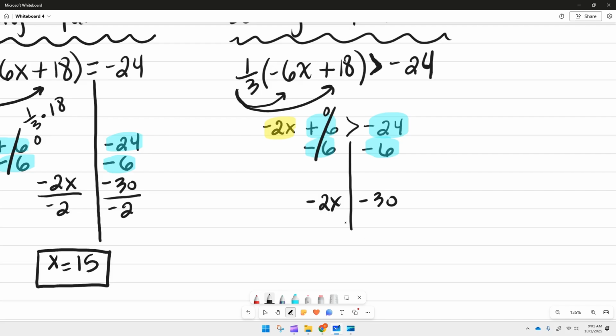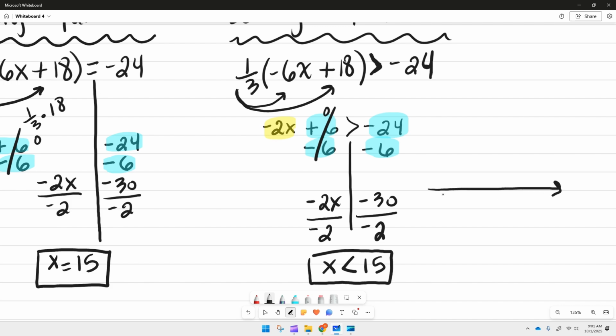Now, here's a special scenario that happens when we divide by a negative number. Only when you divide by a negative number, in this case, our inequality goes in the other direction. So the inequality was originally going to the right. Our inequality is now going to be going to the left. So we still have 30. Negative divided by negative is a positive. 30 divided by 2 is going to give me 15. So our inequality is going to be all values of x less than 15.